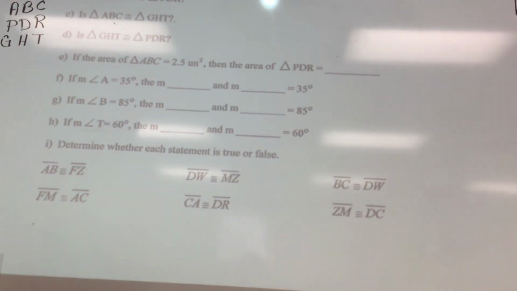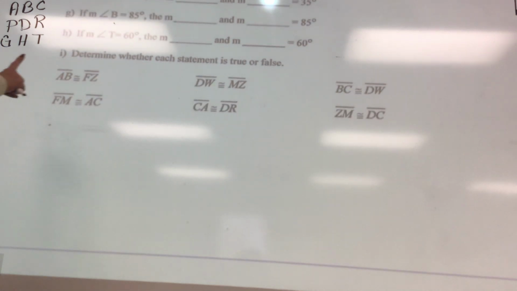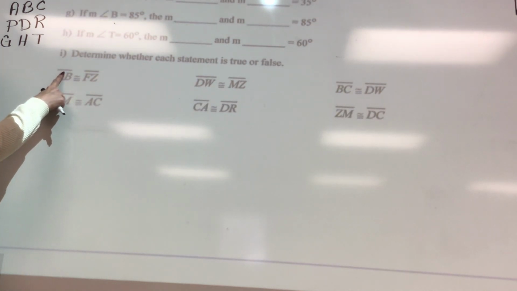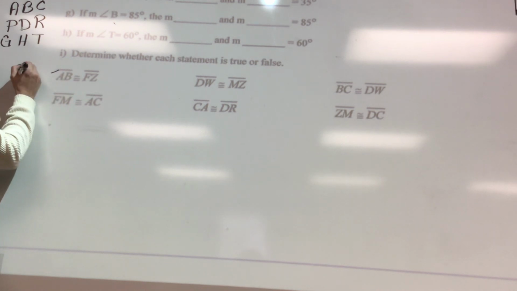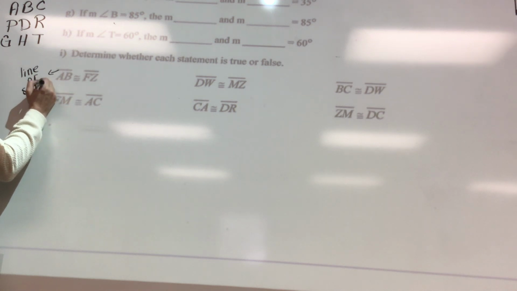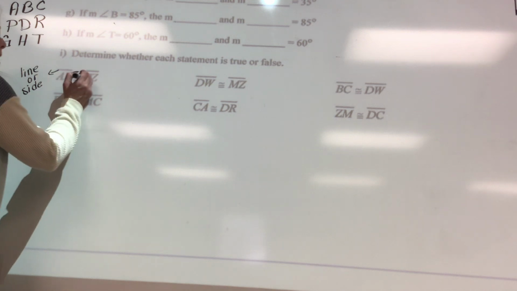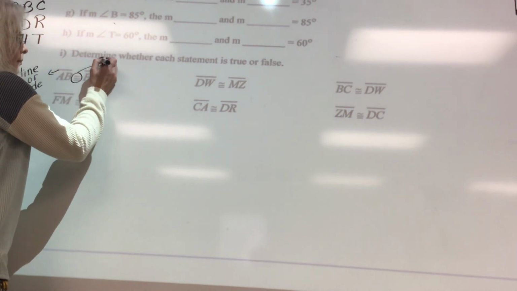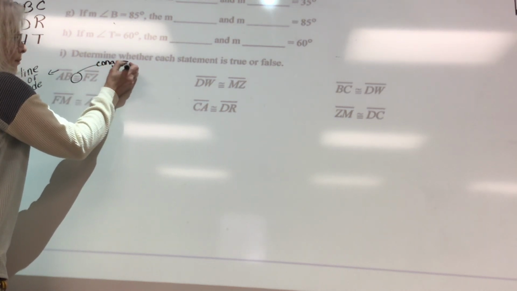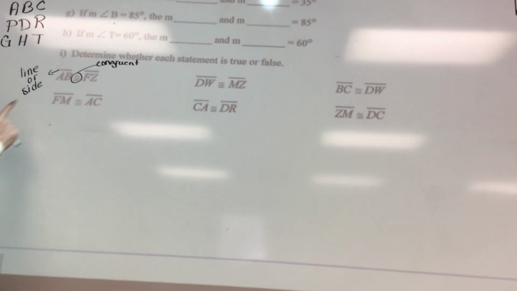Okay, part I, determine whether each statement is true or false. What does this line mean? Label it, line or side. And since this is a side, we would say side AB. Side AB, what does this symbol mean? Congruent. Circle it and label it congruent. So side AB is congruent to side FZ.